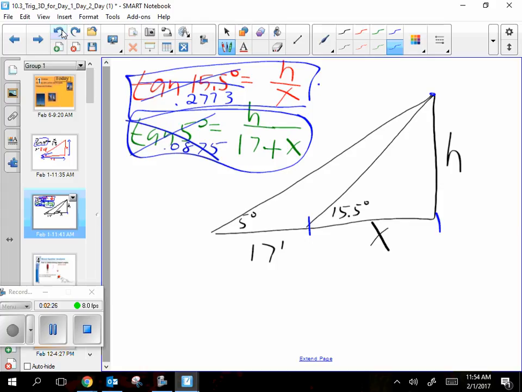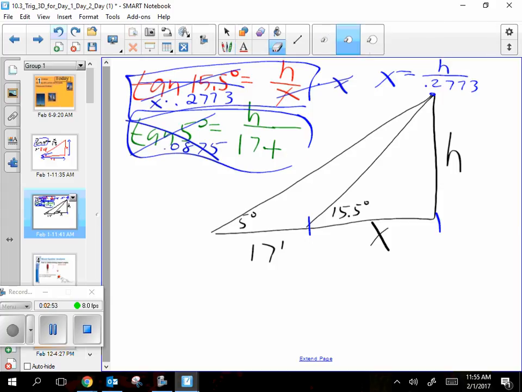So to solve this for x, I am going to multiply by x on both sides, but then I'm going to divide both sides by 0.2773. And I'll have x equals, let me think, these canceled, h over 0.2773. Now I'm going to put that in the equation. I know that involves a fraction. It's a little bit of a pain, but it's not too bad. And it'll save us a lot of time later.